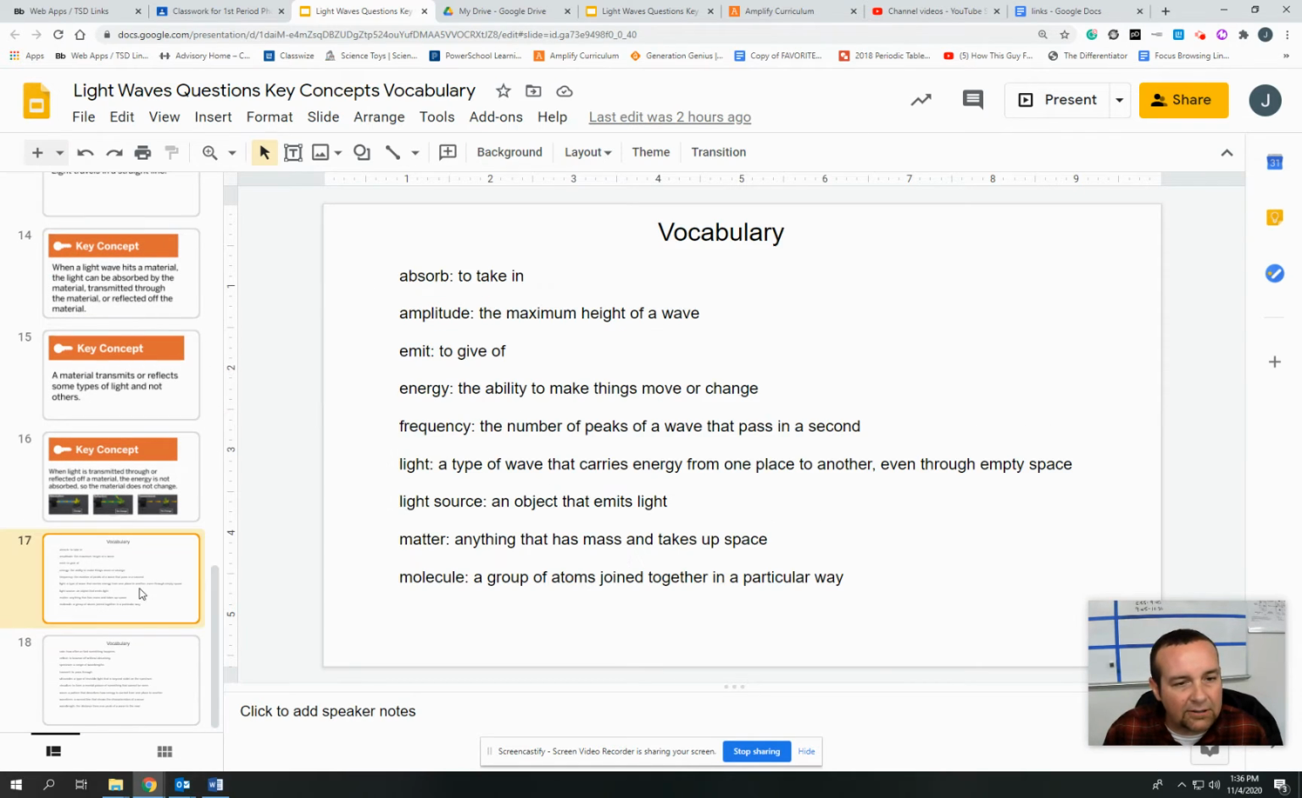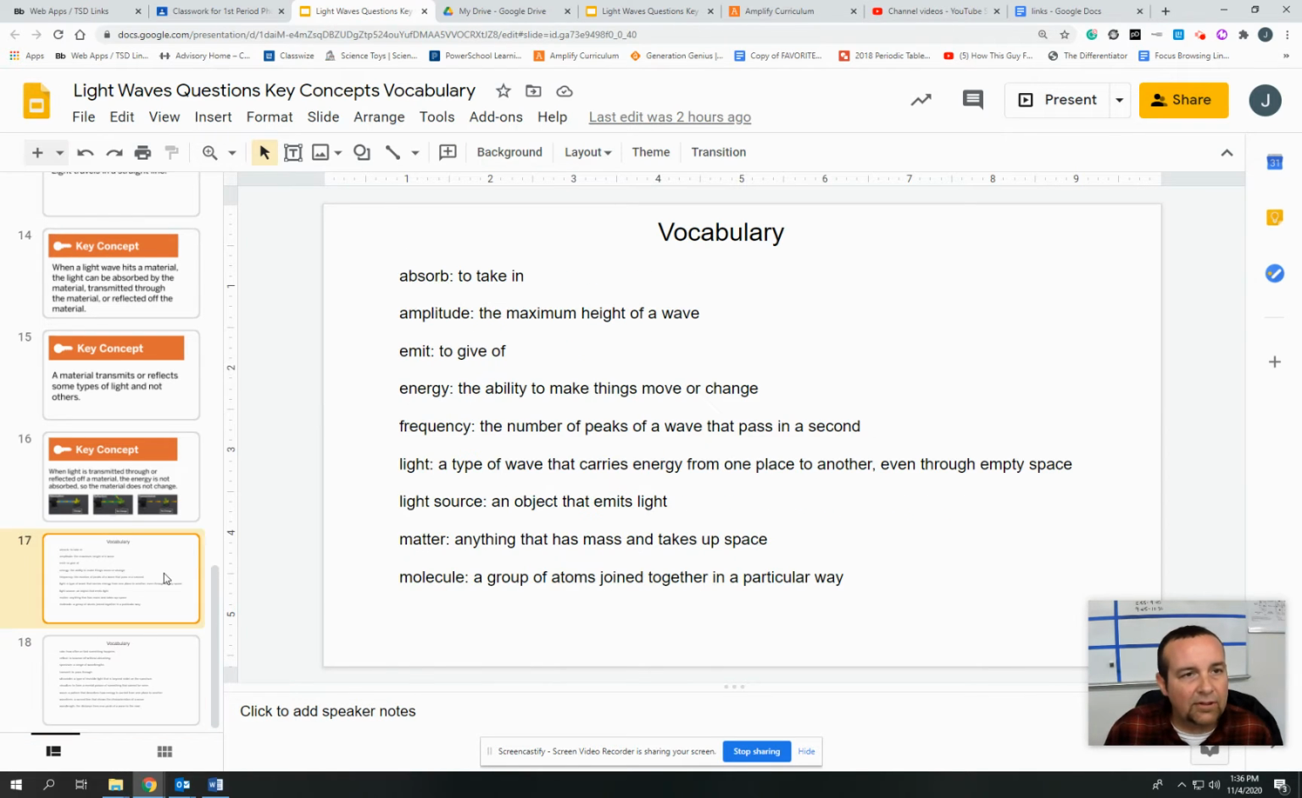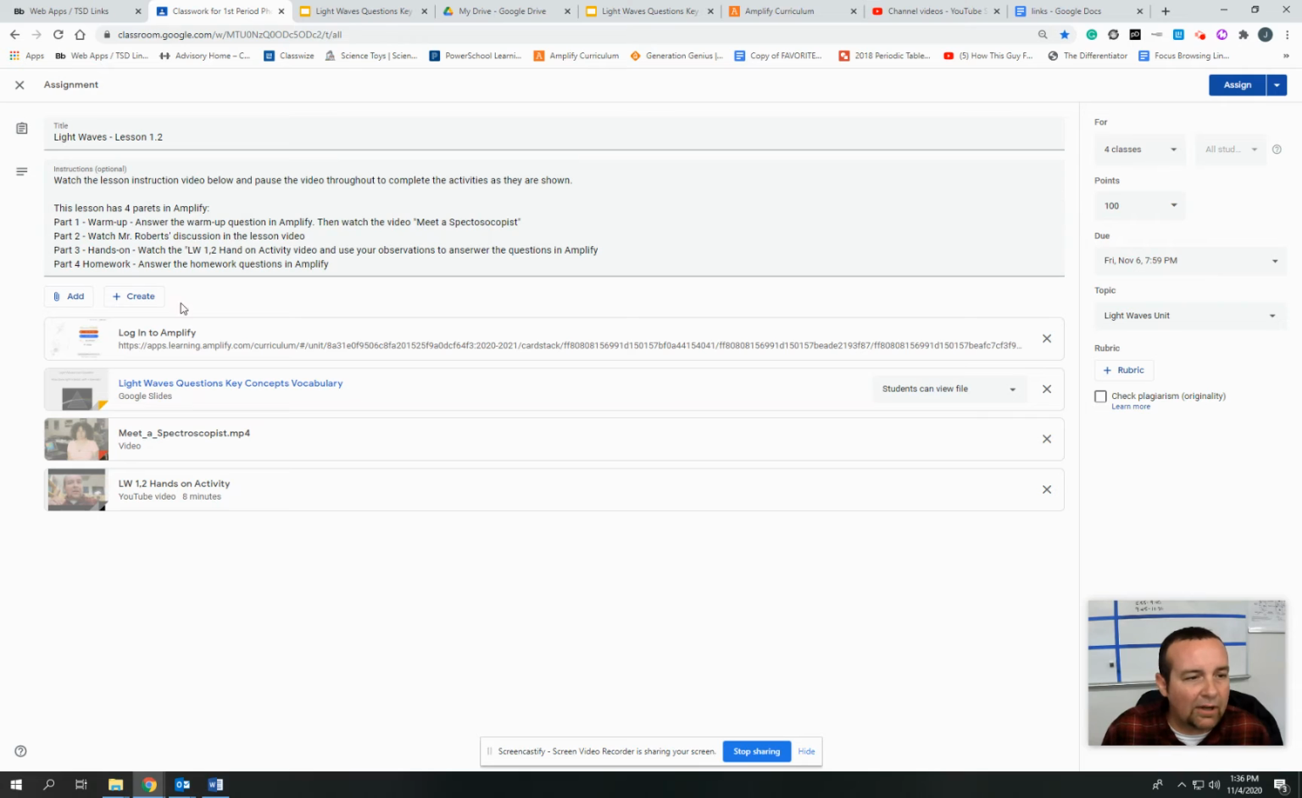Also, down at the very bottom of this document are all of our vocabulary words along with definitions. So this is a great resource for you to refer to in the future. Right now, though, we're going to dive right into this lesson.